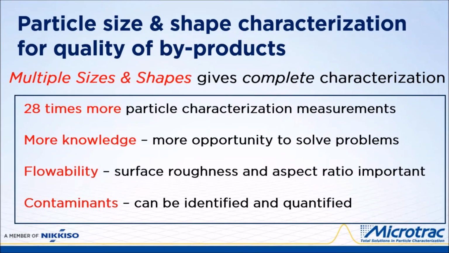Particle size and shape characterization for quality of byproducts. Multiple sizes and shapes give complete characterization. There are 28 times as many particle characterization measurements with image analysis compared to a single size with other technologies. This provides much more information about the particles being processed, and the more knowledge one has about their material, the better equipped they are to find solutions to problems.